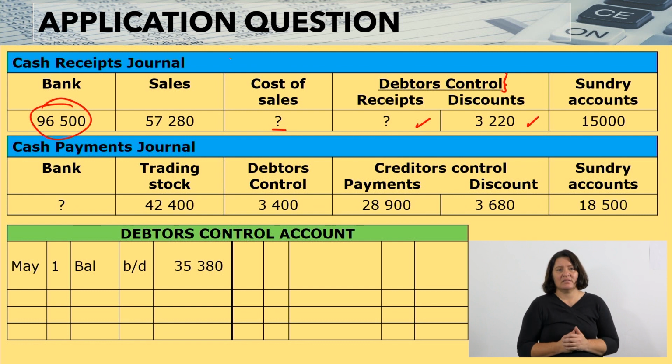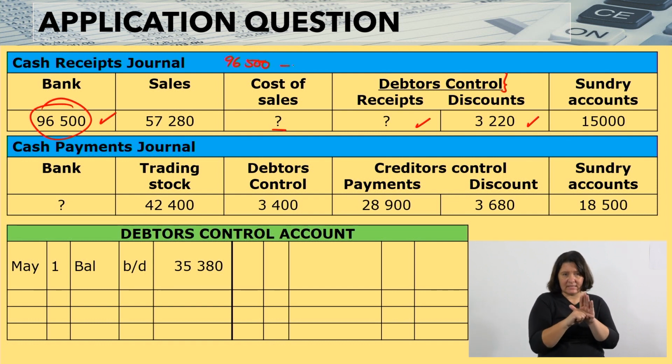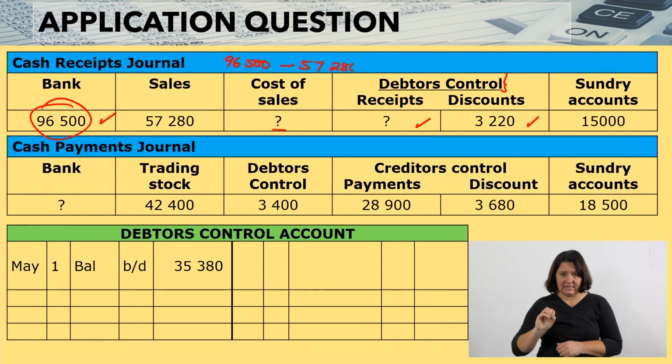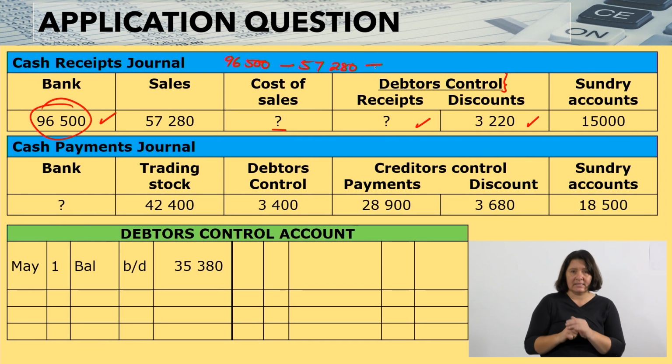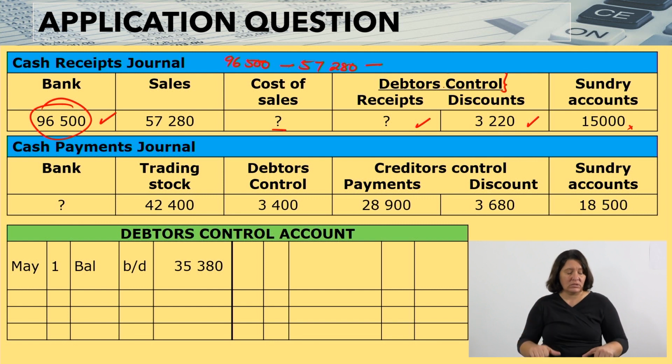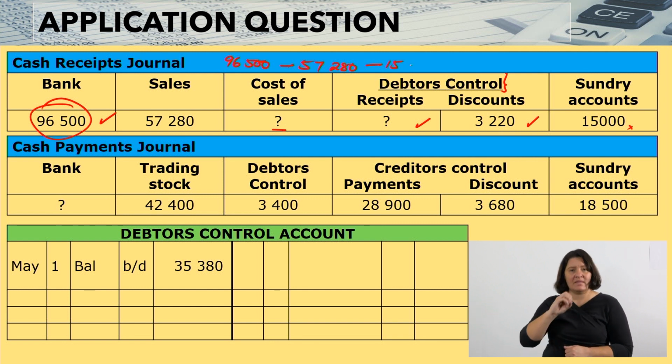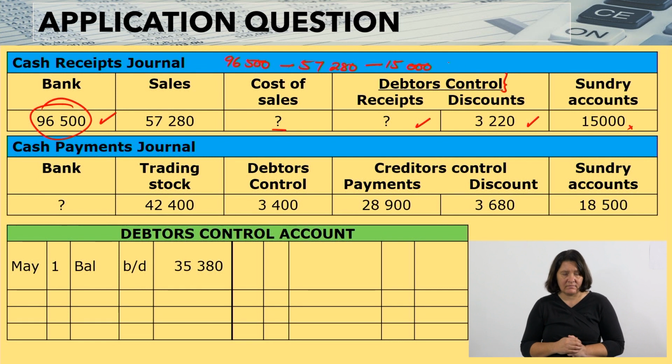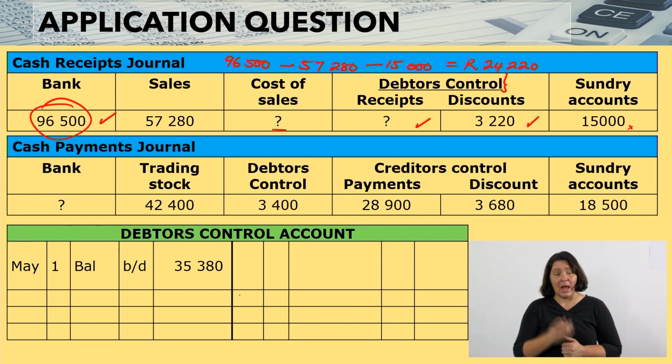You will say 96,500, which is your bank, minus the sales, 57,280, minus your sundry accounts, which is 15,000. On your calculator, how much are you getting? You should get an amount which is 24,220.